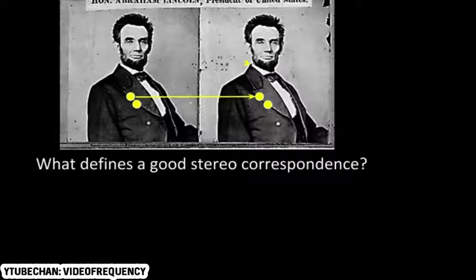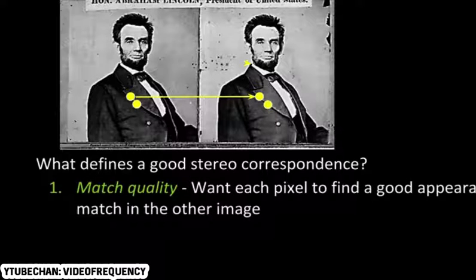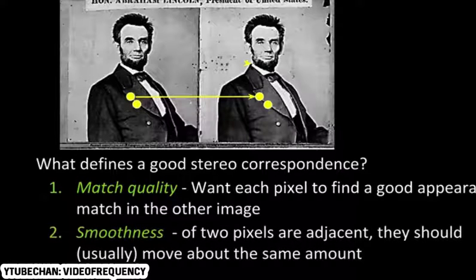So in motivating that other approach, let's think about it this way. What defines a good set of correspondences? Well, first of all, going back to our earlier work, we want each pixel to find a good appearance match from left image to right or right to left. So we talk about match quality. But the other thing is, remember when we were first doing filtering for noise, we said one of the assumptions we make is that two pixels that are nearby have similar real values.